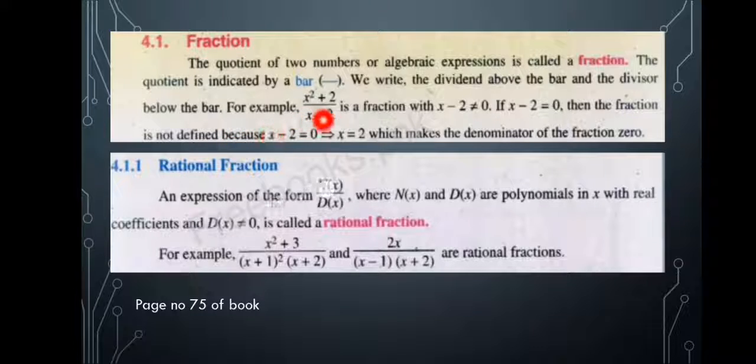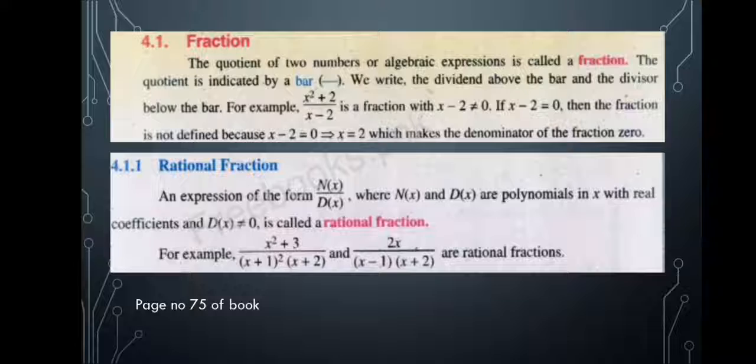For example, (x square plus 2) by (x minus 2) is a fraction with x minus 2 not equal to 0. Since you know that the denominator cannot be equal to 0, if it is equal to 0, it results in an undefined number. So the restriction is often made for the denominators of a fraction to not be 0. Here the denominator is x minus 2. So in this example the condition or the restriction is made for x minus 2, that is x minus 2 should not be equal to 0.